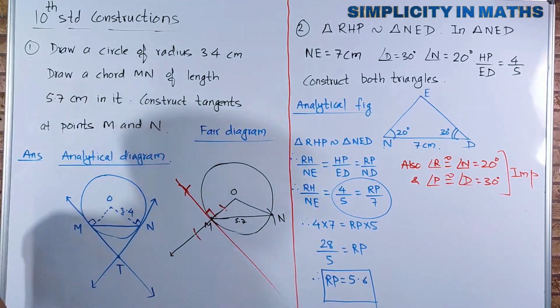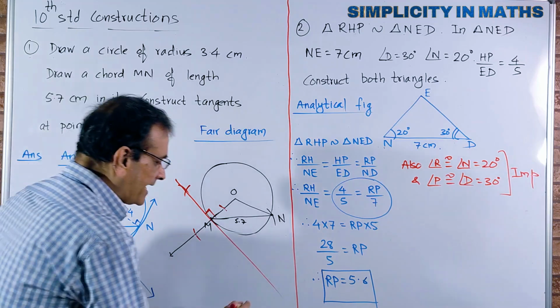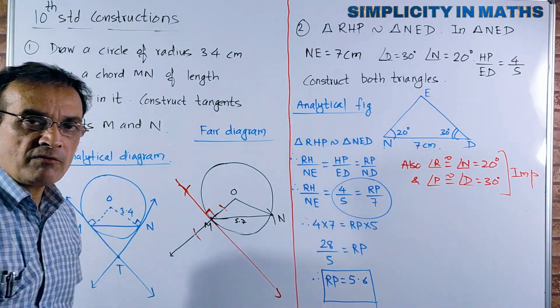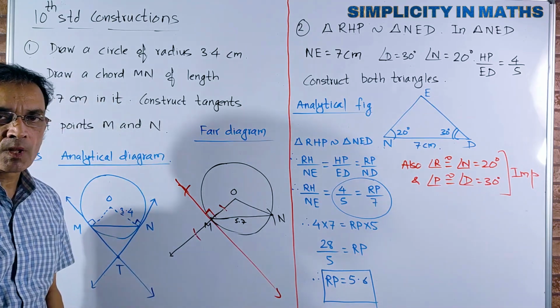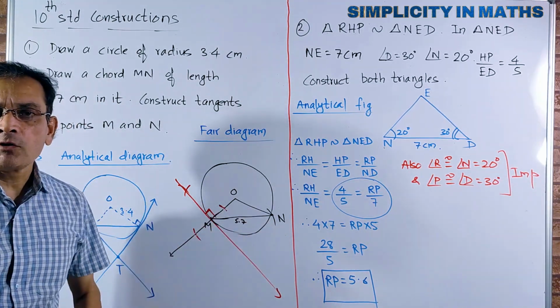This is a right angle, and this automatically becomes a tangent. So which theorem are we using? Tangent theorem. Radius is perpendicular to tangent. Same procedure to be done over here.